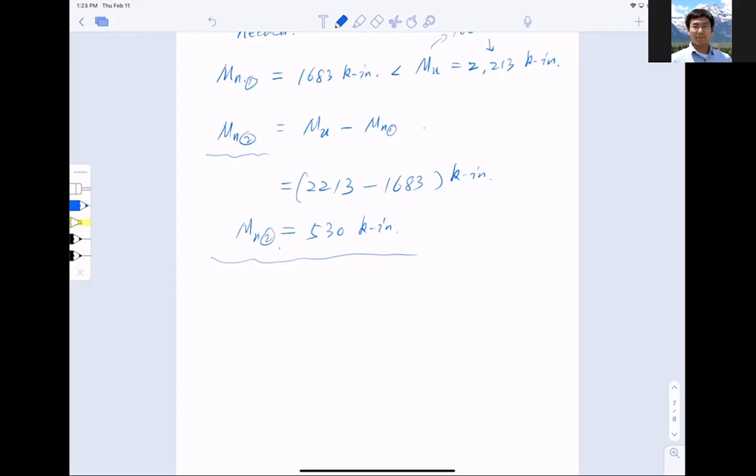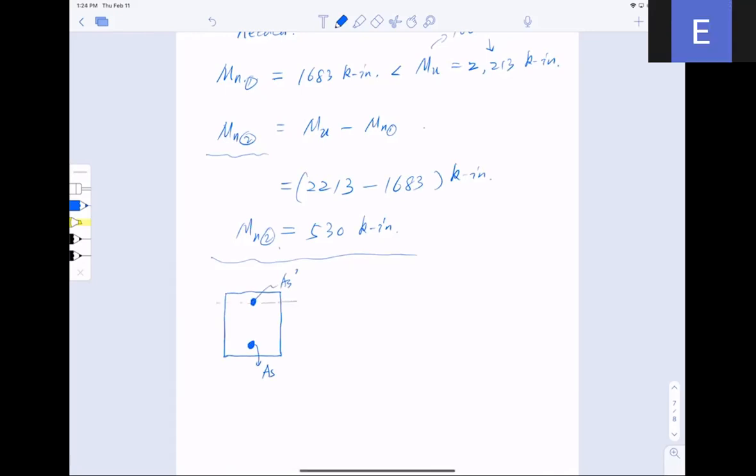So with this, let's observe the structure, let's observe the reinforcement. I know it's going to be 4 number 8 bars, but I'm just going to be lazy. I say this is As, just one lump of steel together, just one layer. And this is As prime.